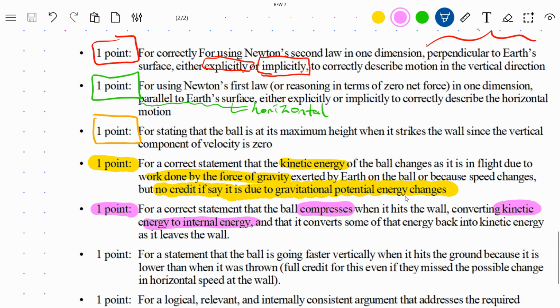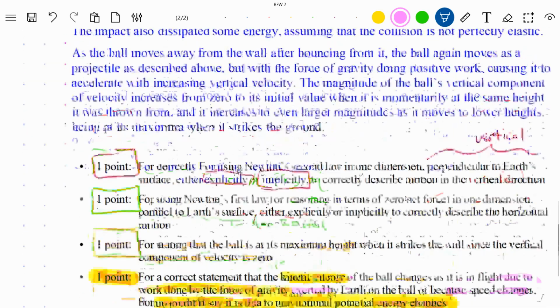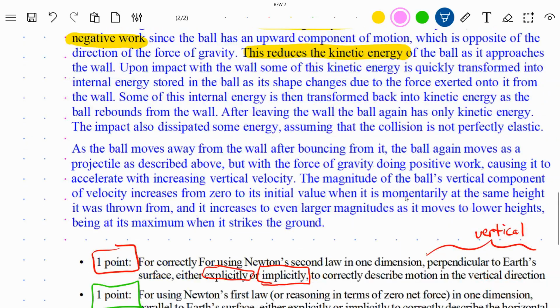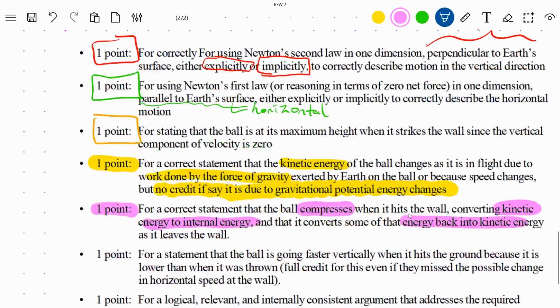Okay, so it converts some of that energy back into kinetic energy as it leaves the wall. I've got that when I discuss the collision in detail here. So, upon impact, some of the kinetic energy is transformed into internal energy, and then, of course, some of the internal energy is transformed back into kinetic energy as it rebounds from the wall. So everything that you see there, approximately, would satisfy that point.